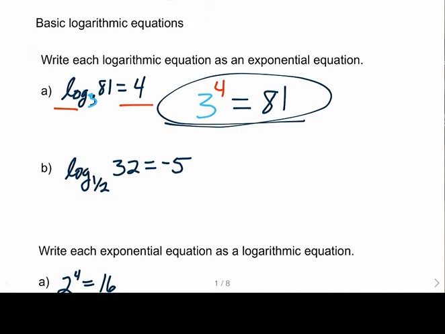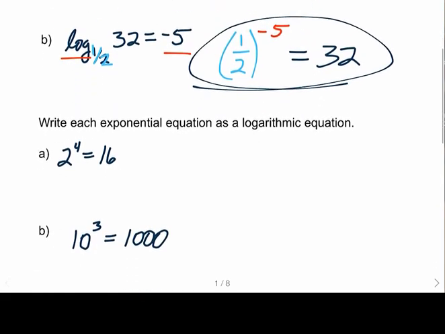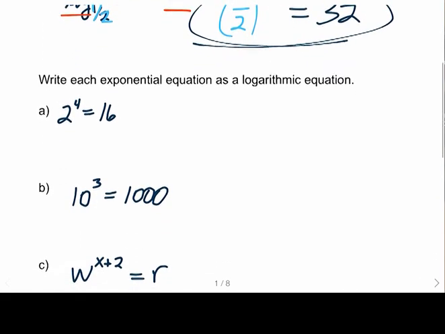Next, log base 1/2 of 32 is equal to 5. What's the base? 1/2. And a logarithm is an exponent. And so we can write 1/2 as the base to the negative 5, which is the exponent, and that yields a result of 32. Now we're going to perform the operation in reverse, writing exponential equations as logarithmic equations.